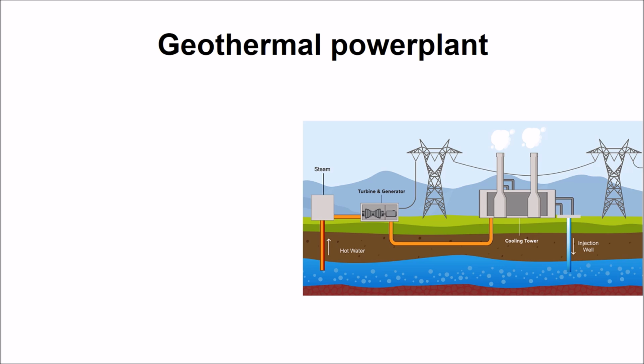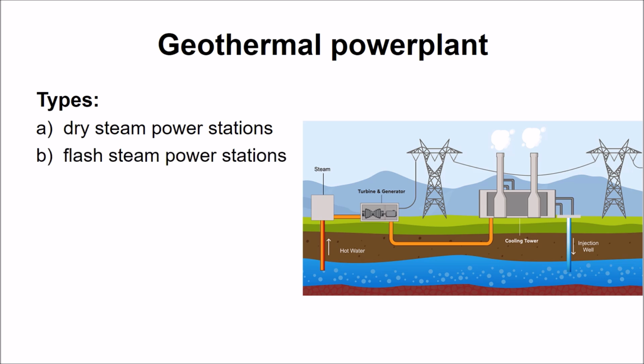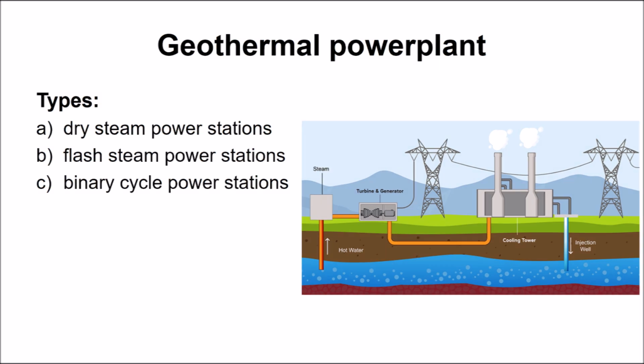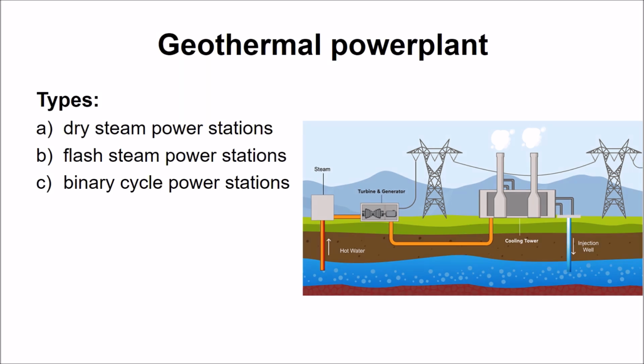There are 3 main types of geothermal plants, including dry steam power stations, flash steam power stations, and binary cycle power stations, all of which use steam turbines to produce electricity. The installed capacity of geothermal energy has gradually increased worldwide over the past decade. Geothermal power plants are considered to be environmentally friendly and emit lower levels of harmful gases compared with coal-fired power plants.